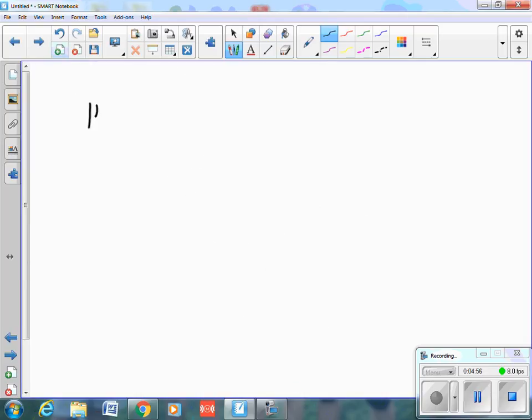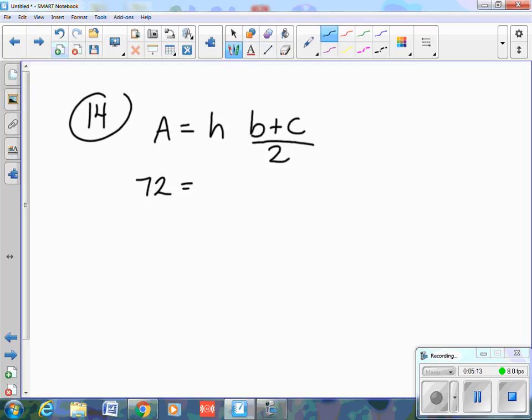Number 14. They give you the formula, all you're going to do is plug values in. So you're just going to read the problem and find what they're looking for. They give you the area, you put 72 in that spot. They give you the height, you put 12 in that spot.